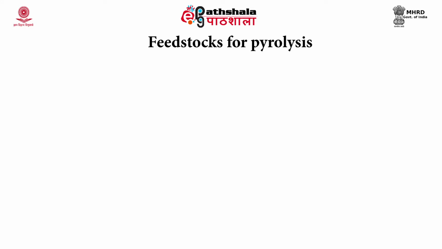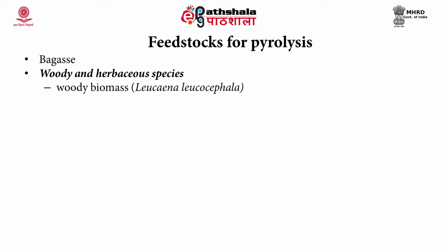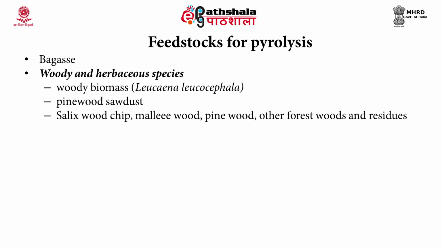Let us see what feedstocks are used for pyrolysis. Mainly bagasse, the byproduct of the sugar industry, which is the solid residue left over after the juice extraction, is used for the pyrolytic process for energy harnessing. Another one is woody and herbaceous species like woody biomass, pine wood sawdust, salix wood chip, and other forest woods, which can also be used for pyrolysis.